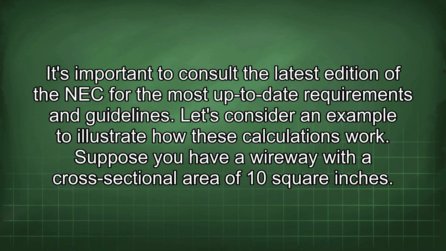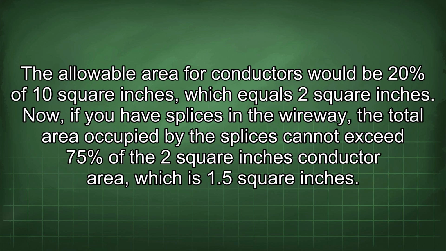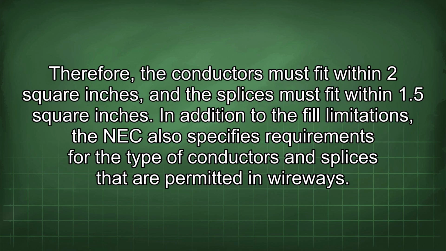Let's consider an example to illustrate how these calculations work. Suppose you have a wireway with a cross-sectional area of 10 square inches. The allowable area for conductors would be 20% of 10 square inches, which equals 2 square inches. Now, if you have splices in the wireway, the total area occupied by the splices cannot exceed 75% of the 2 square inches conductor area, which is 1.5 square inches. Therefore, the conductors must fit within 2 square inches, and the splices must fit within 1.5 square inches.